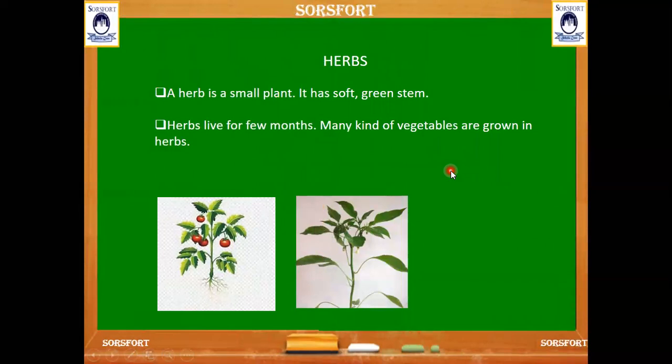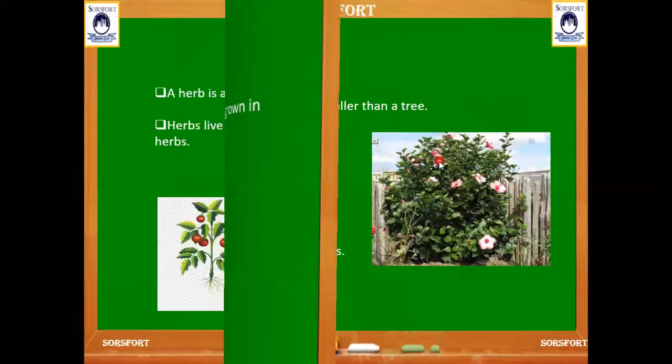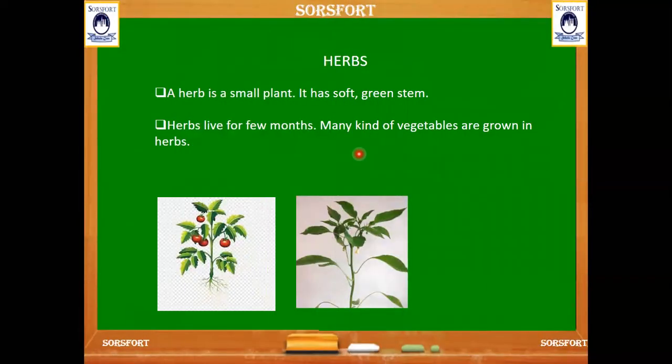And here are the herbs. These are very small plants. Their stem will be soft and green. In our home we use herbs like spinach and coriander. Their stem is a very soft and green stem. And here is the tomato plant and chili plant. They have a soft and green stem. We can grow many vegetables and fruits from these.